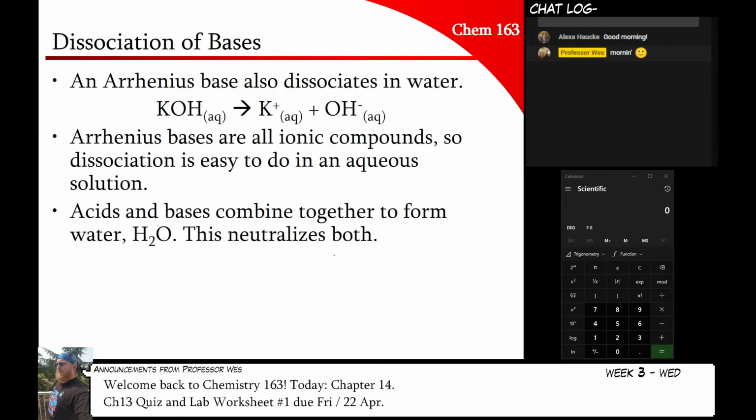Now, a feature of acids and bases is that they neutralize each other. If I combine the two components of acids and bases together, you create water. Now, interestingly, the word neutral is used to describe the product of an acid-base reaction, because we have neutralized the acid and the base. And so we're going to call water pH neutral when we get to pH in a little bit here.